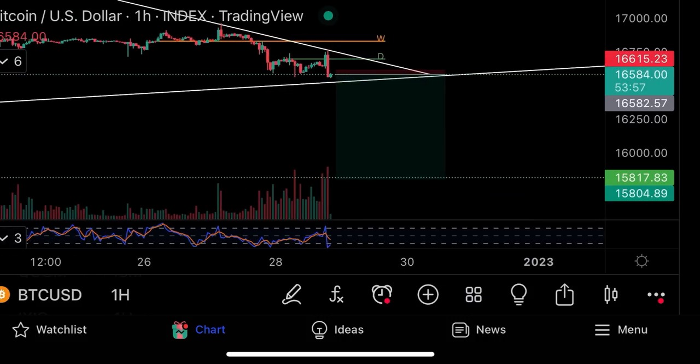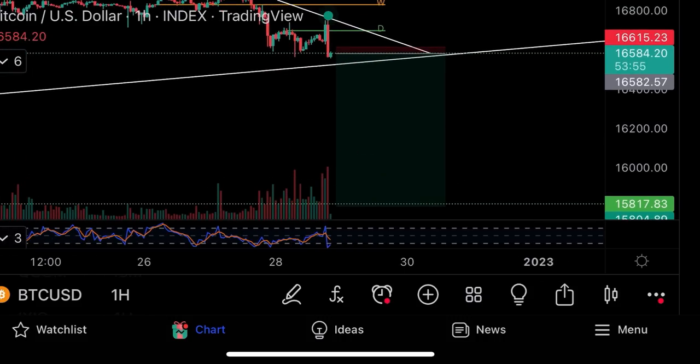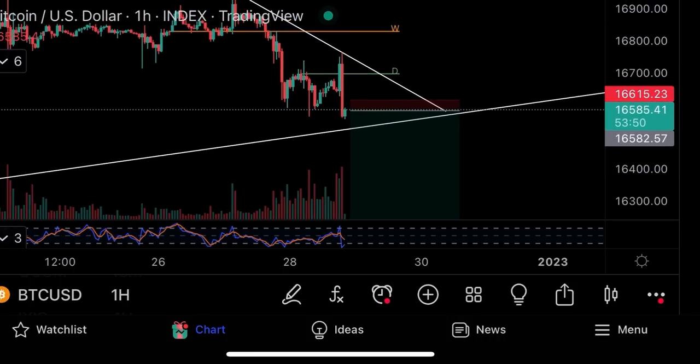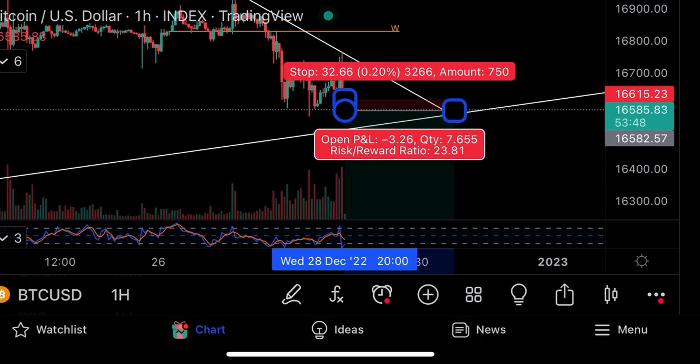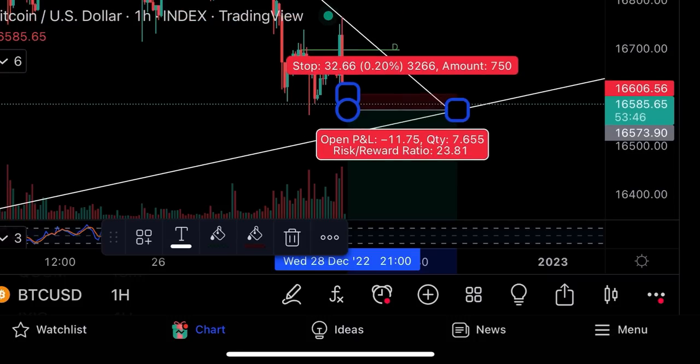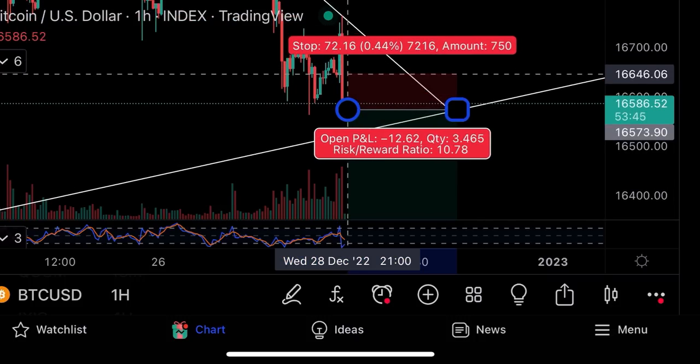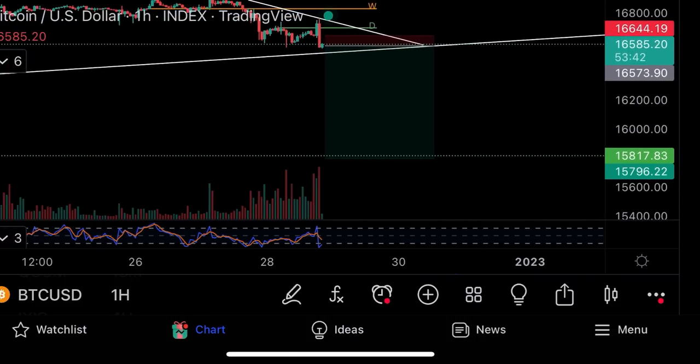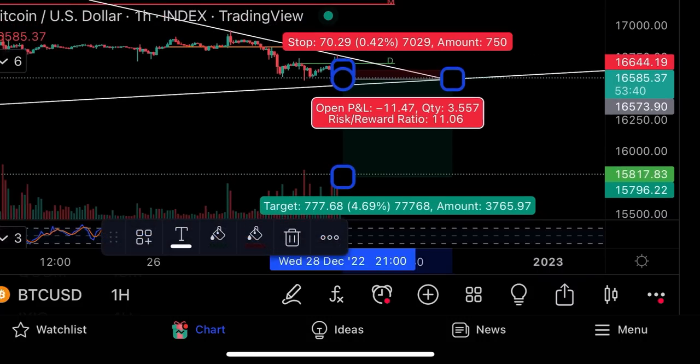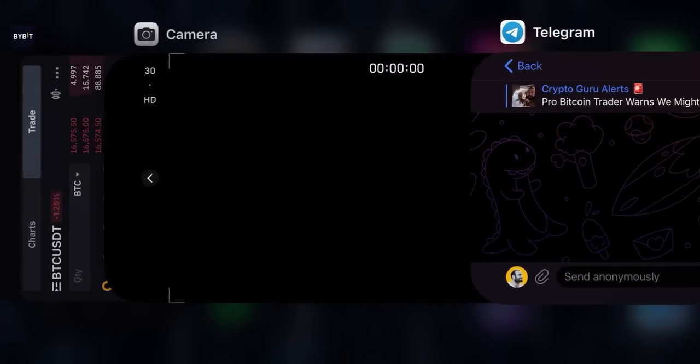So I'm going to take this trade, shorting where we're sitting now, 16,584. Stop loss at 16,600. Let's make the stop loss a little bit higher because of the volatility. I would put the stop loss here, 16,600. So it's risking $70 to make 777 without leverage. So I'm going to open this trade short on Bitcoin over on Bybit.